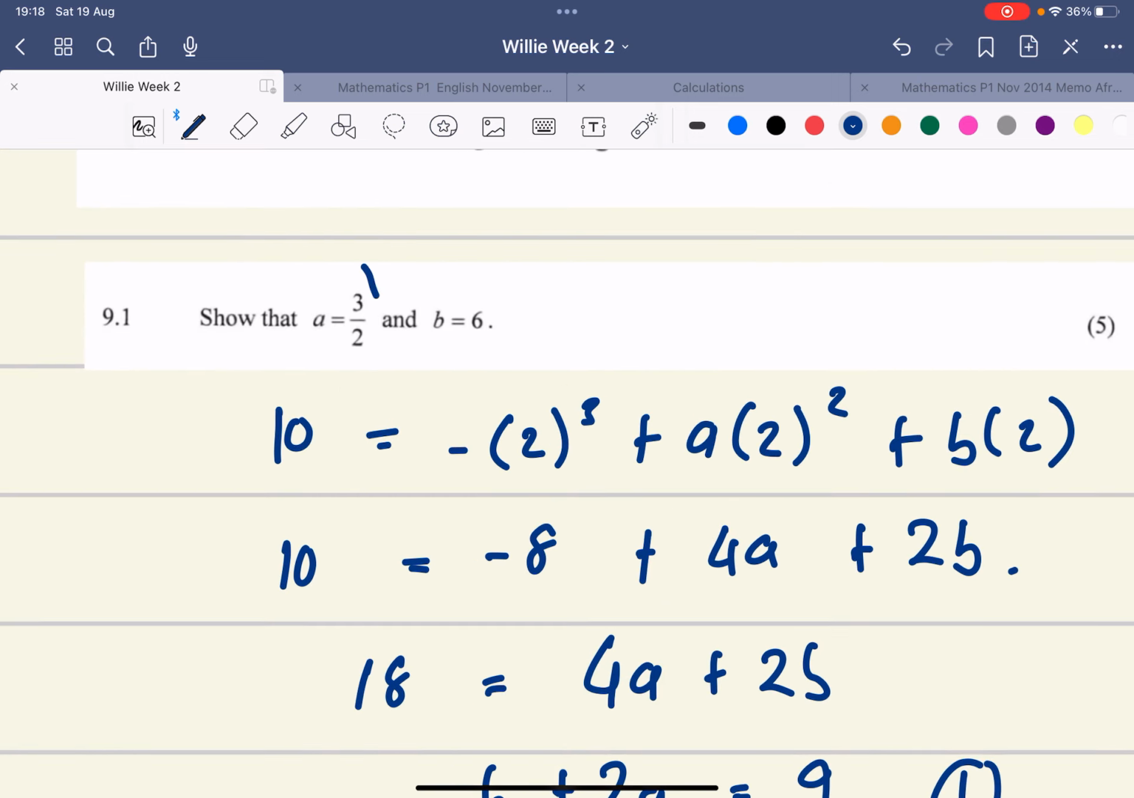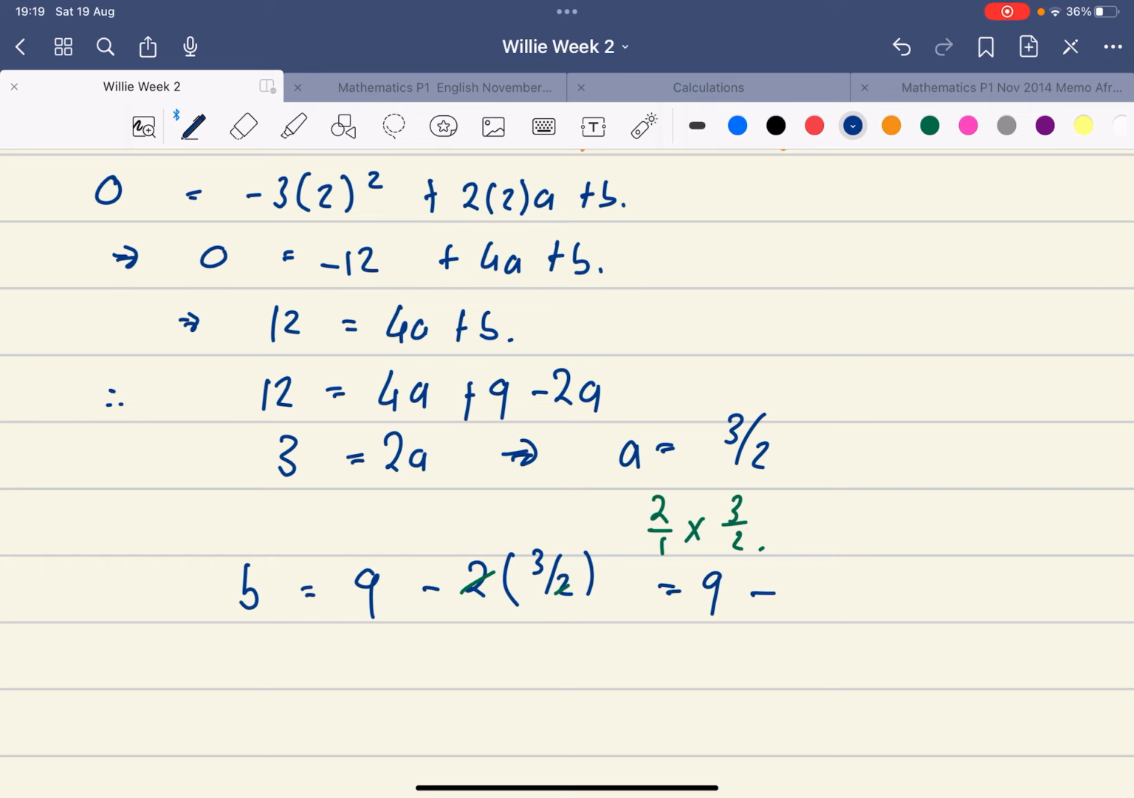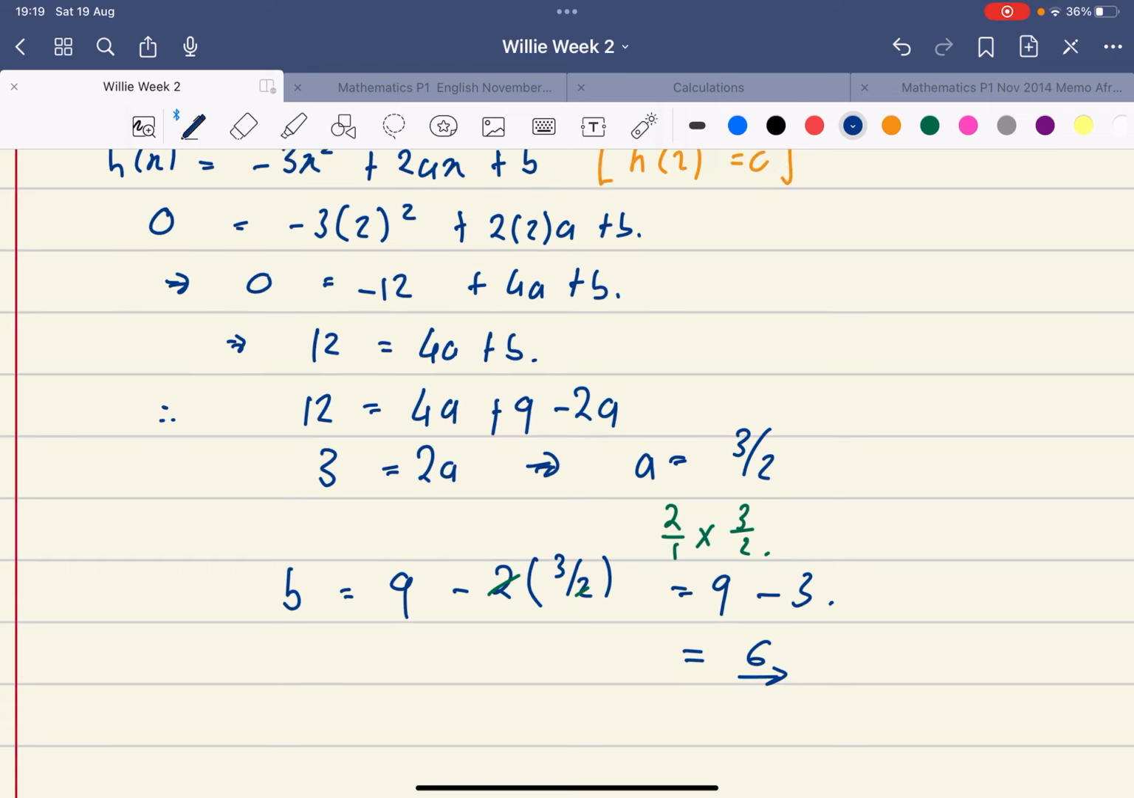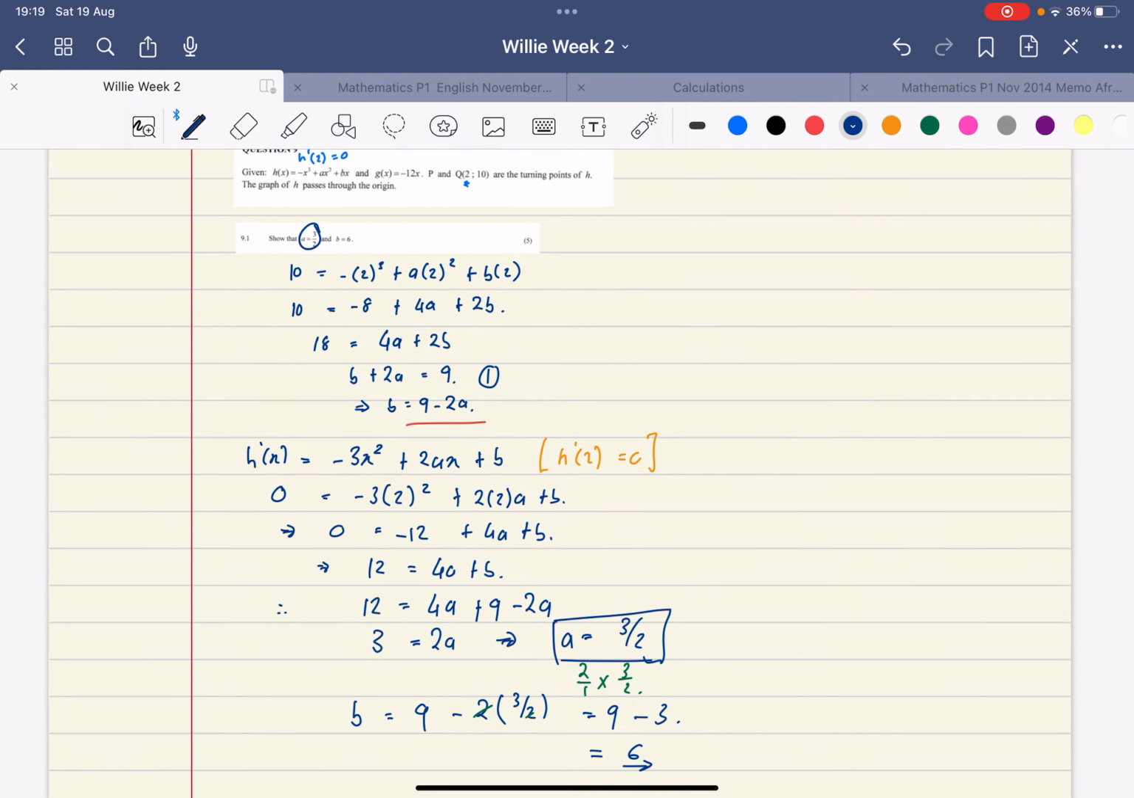Okay, now we can just sub 3 over 2 back into our equation. We'll get then that b is equal to 9 minus 2 times 3 over 2. And this 2 is going to cancel that 2, because it's basically saying 2 over 1 times 3 over 2. So that will then give us 9 minus 3, which is of course equal to 6. And there we are. That's all you had to show for this question.